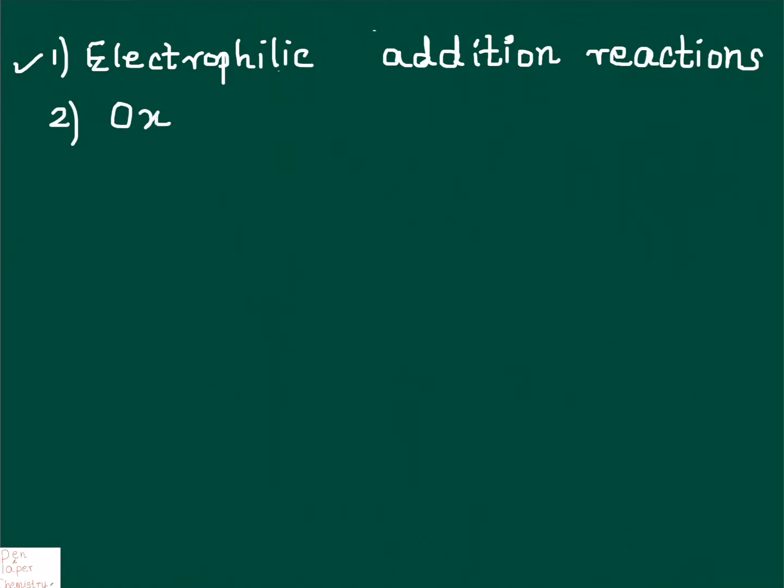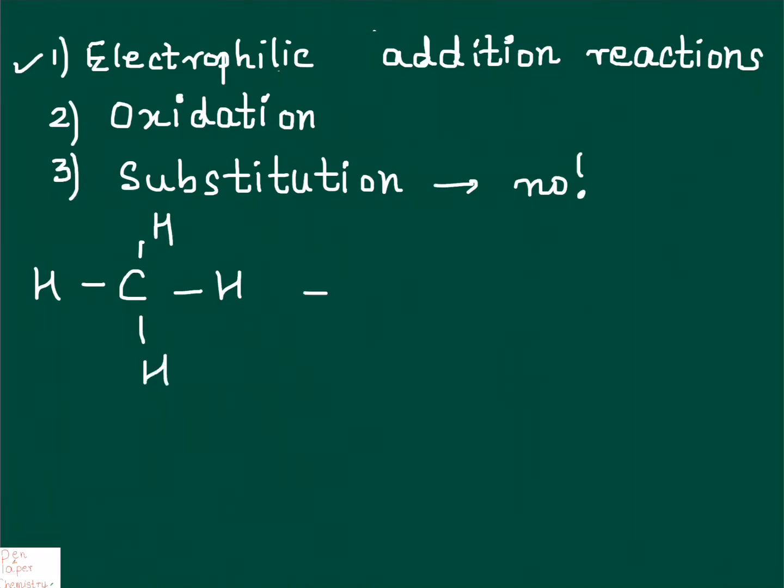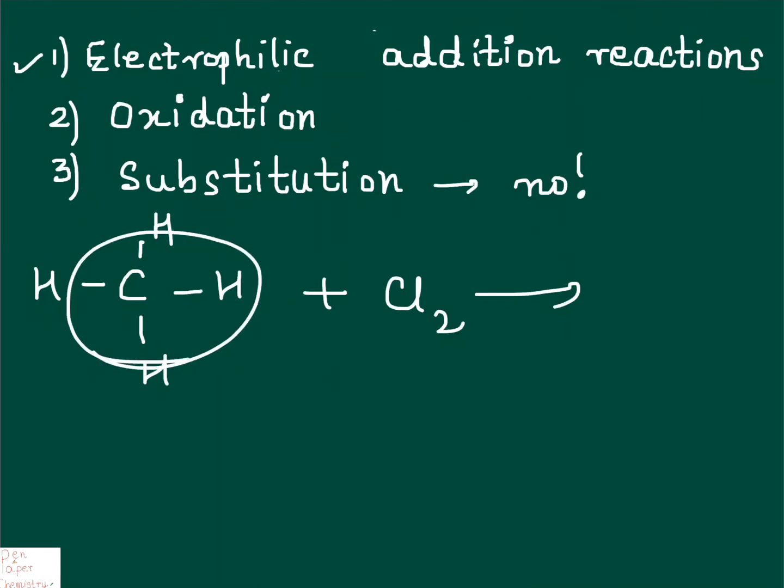The second category of reactions we will be talking about are oxidation reactions. And of course, the third one, substitution. But do alkenes undergo substitution reactions easily? No, they don't undergo substitution reactions easily. What type of compounds undergo substitution reactions? Yes, we did it, alkanes, because there is no scope of addition reactions in the case of alkanes. It can't add, the valencies of carbon are satisfied.